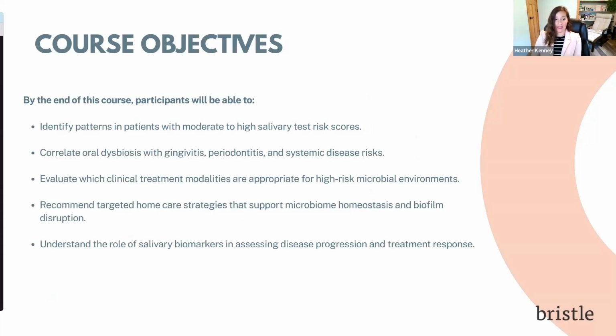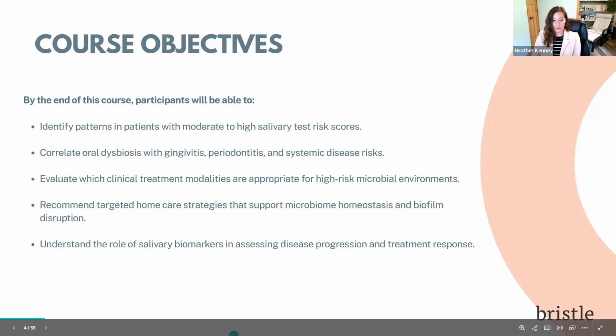So the course objectives today: identifying patterns of patients with moderate to high salivary risk scores, correlating the oral dysbiosis with gingivitis, perio, and systemic disease pathways, evaluating what sort of treatment modalities we might want to put in for those high risk microbial environments, and then putting together some targeted home care recommendations, because us clinicians are the restart button, right? What we put in the patient's home care is going to make a huge difference on their health pathway as well. They have to own their disease and their home care, and we have to put the right tools in for them to be successful. And we will be going over a treatment case today as well. I try to always have some sort of treatment case involved.